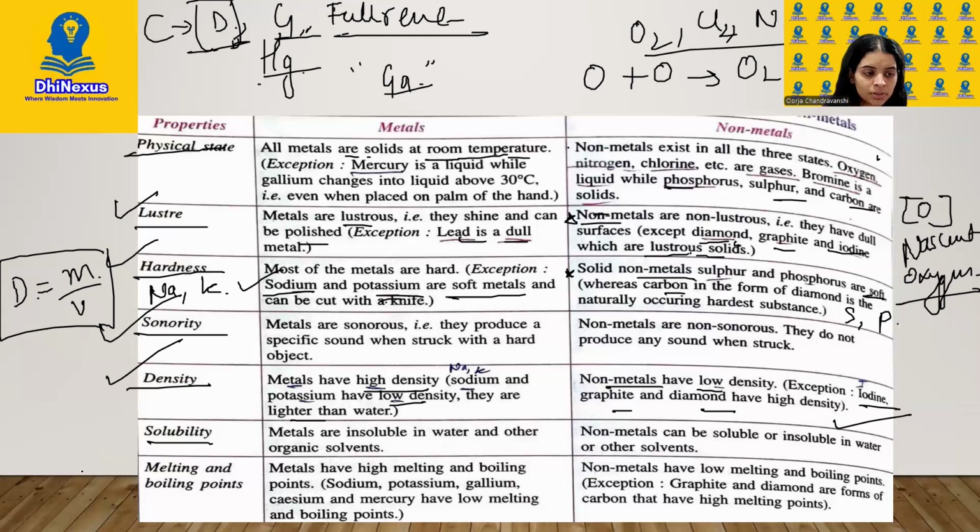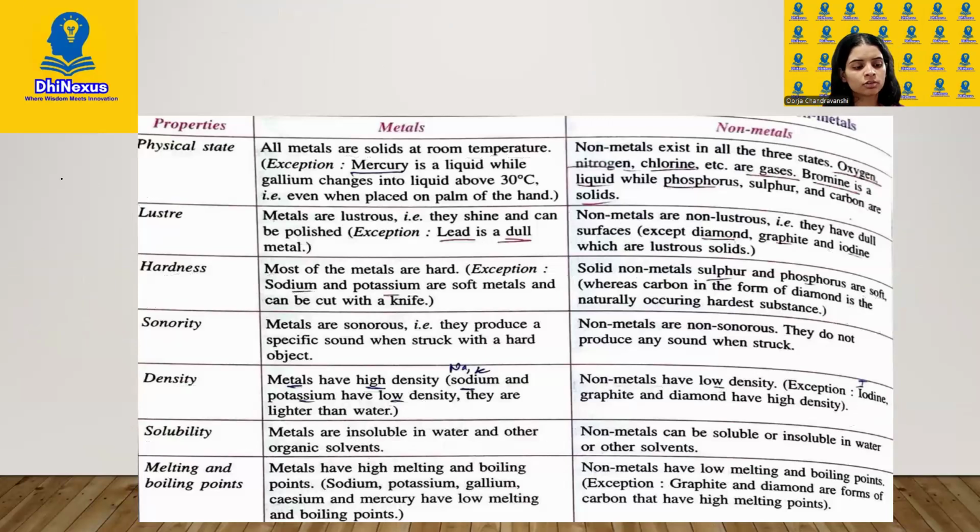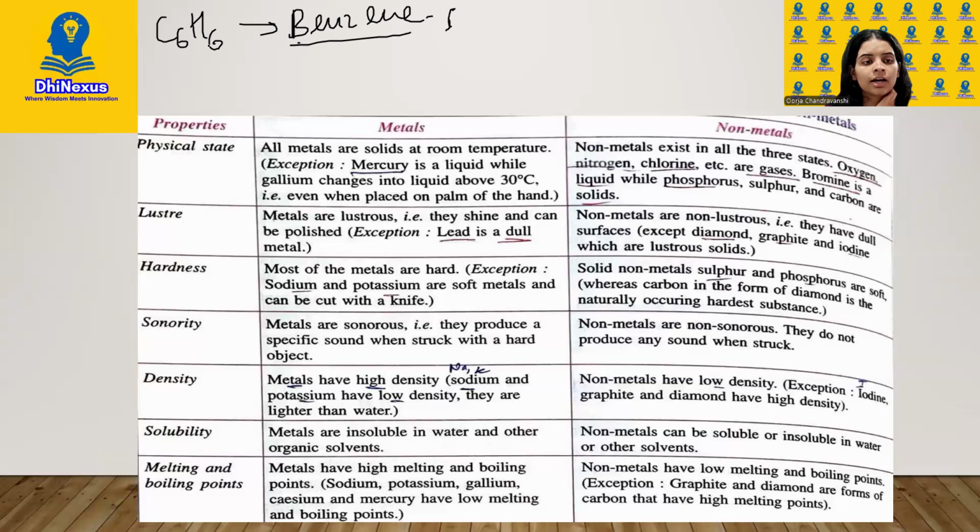Are they soluble? Are metals soluble? No, they are not soluble in water or other organic solvents. What are other organic solvents? For example, you can take C6H6. This is benzene, and it is an organic solvent.